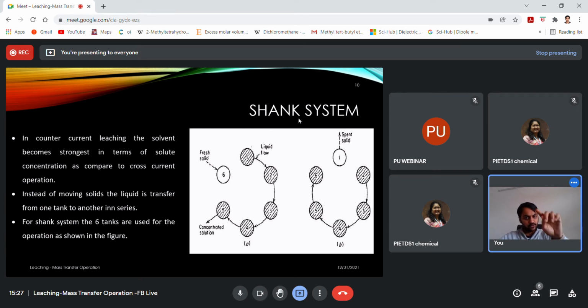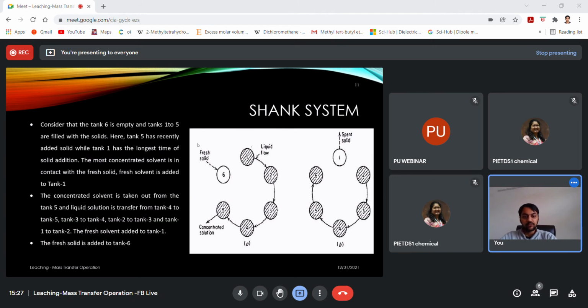But you have to understand there are 2 things, solid material and liquid material. Now solid material is not moving anywhere. Solid stays inside that tank only. But liquid is collected in one tank, performs the leaching, and then is transferred to the second tank, right? So there are 6 tanks used for the operation.